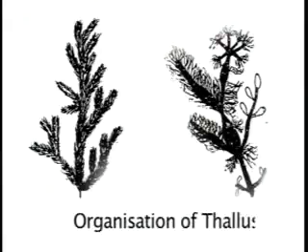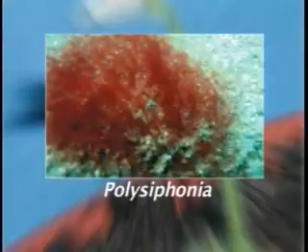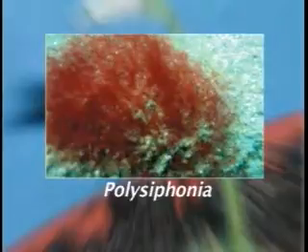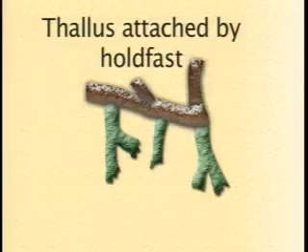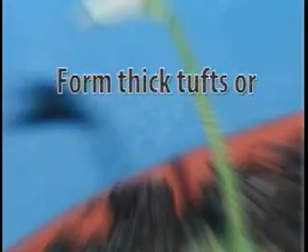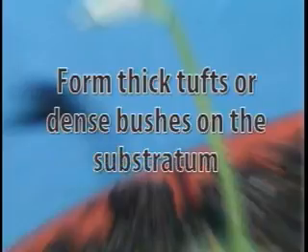Organization of thallus. The thallus of Polysiphonia is filamentous and is brownish to purplish red in color. The thallus is attached to the substratum in water by a holdfast. Many species of Polysiphonia form thick tufts or dense bushes on the substratum. The filamentous thallus in most of the species is of heterotrichous form, consisting of two kinds of filaments.